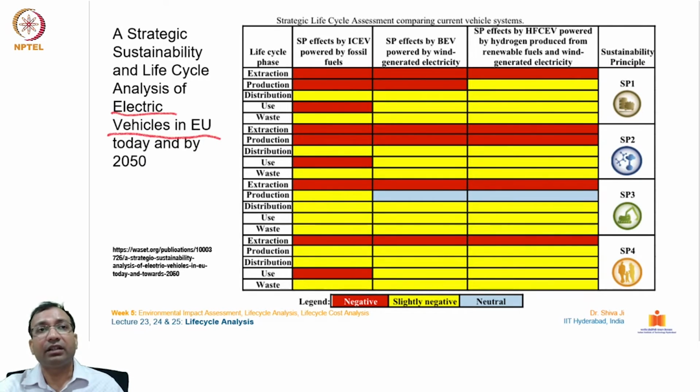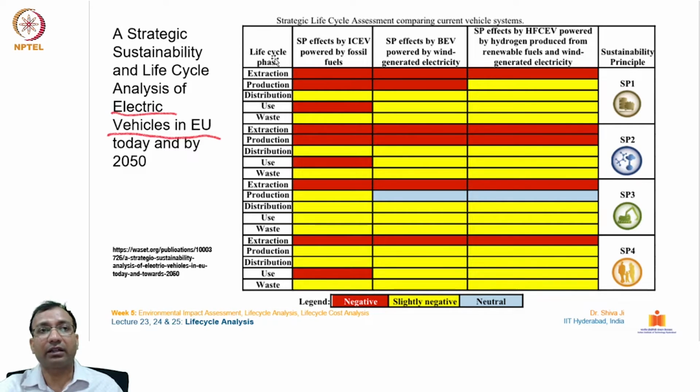Here, progressing from the previous slides, we will see strategic sustainability and life cycle analysis of an electric vehicle. This is particularly taken from EU countries, and what they project for the year 2050. So these are the strategic comparisons and the factors they have taken care of for each of the components of a life cycle stage. They have divided it into three components: having a negative impact, having a slightly negative impact, and having a neutral impact. Based on that we will see.